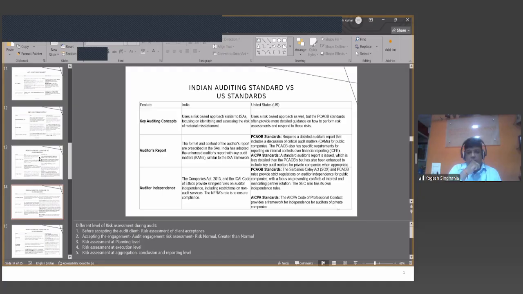Then the key auditing concept for Indian and US auditing standards: we have seen that both the standards are risk-based approach standards. I remember before 2004, we used to call the controls the compliance testing and substantive testing, and there was less focus on risk and more focus on the testing. Now the approach has changed a little bit. The focus is on the risk assessment more, and then deciding the auditing procedure, tailored according to the risk. So that has changed the approach in auditing a lot compared to the previous regime.